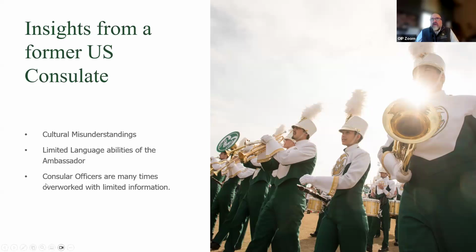And then the final thing is this keeps happening, I apologize. The consulate officers are many times overworked with limited information. And so by that, most interviews last no longer than 3 minutes, and consulate officers need to interview 20 applicants per hour. And so, again, they're trying to get through a workload because there's just so many different applicants.